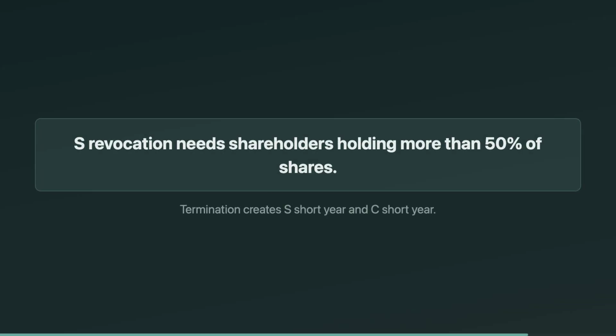When S status terminates, the corporation usually has 2 short tax years, an S period and then a C period, and items get allocated pro rata between those periods. If shareholders revoke, it takes more than 50% of the shares to do it, so a majority can revoke even if a minority objects. That's a favorite EA exam governance twist. Who has the power to end the election?